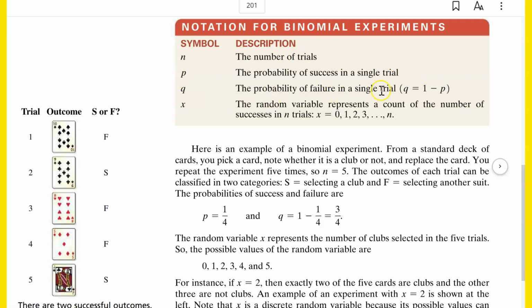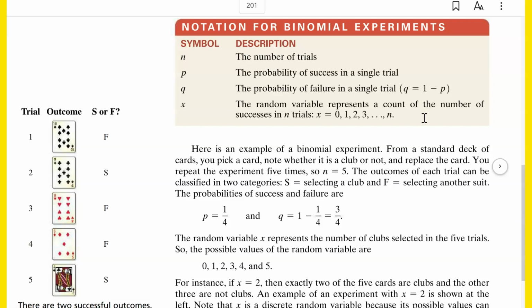Q is the probability of failure in a single trial, so that's the complement of P. It's 1 minus P. And X is the random variable that represents the count of the number of successes in N trials. So let's take my analogy of the 10 free throws. Let's say I'm a 60% free throw shooter. That means I make 60% of my free throws. Every time I shoot a free throw, I've got a 60% chance of making it. And I want to count, what's the probability that I make 8 free throws?